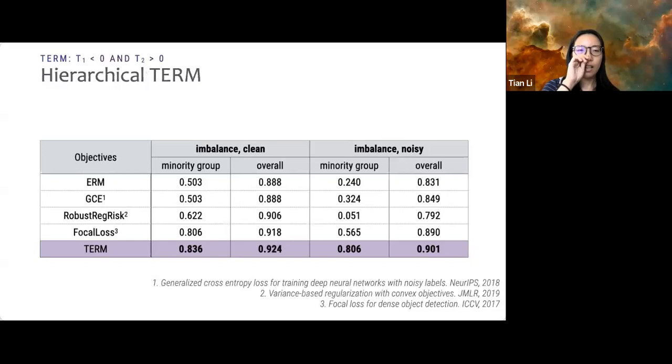Okay. And then we can apply tilting at different hierarchies of the dataset to achieve both fairness and robustness. Here we create different scenarios where we have both imbalanced data and noisy data. And we see that only TERM is able to handle both at the same time, while focal loss can only handle imbalanced data, and robust regression risk can only handle imbalanced data, and a generalized cross entropy loss is only able to handle noisy labels.